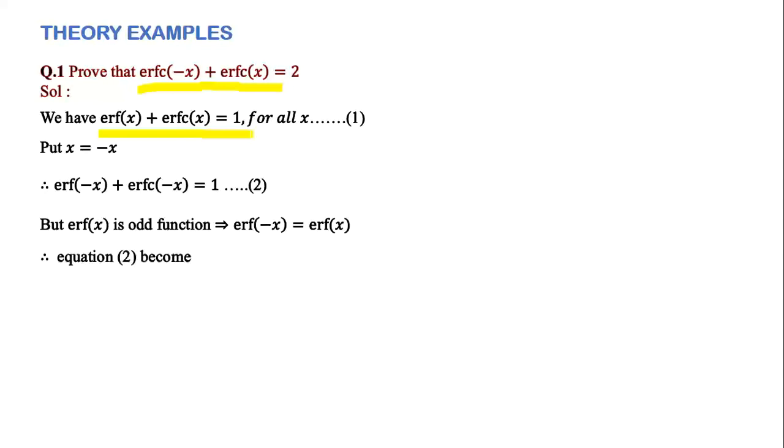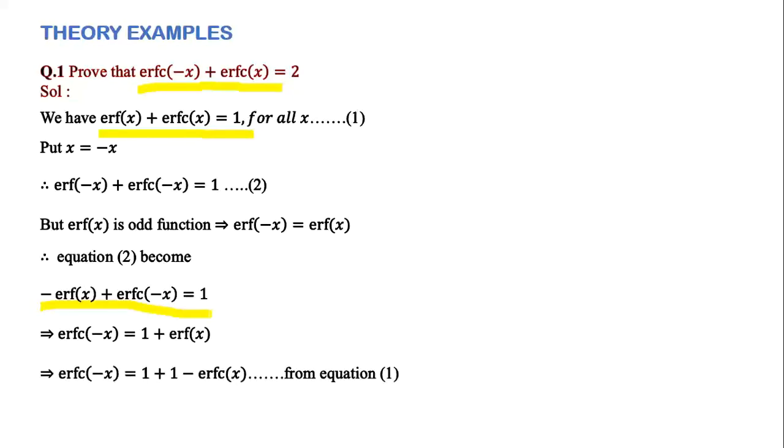So the error function of minus x can be written as minus error function of x. So if I put in equation 2, you will get the minus error function of x plus complement error function of minus x is equal to 1. Correct? This implies the complement error function of minus x is equal to 1 plus error function of x. Again, replace the error function of x by its value, which is 1 minus complement error function of x from equation 1. Okay. So it becomes 2 minus the complement error function of x. So if I rearrange the terms, we will get the complement error function of minus x plus complement error function of x is equal to 2.